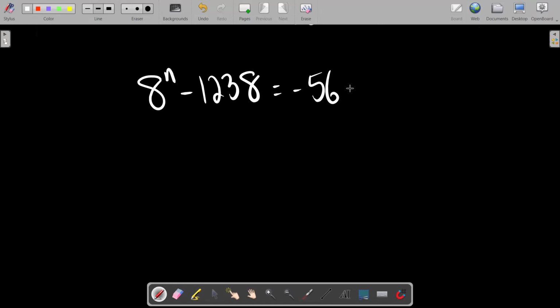We've been doing algebra for years, literally years, and we know that the minus 1238, like any other instance, is an annoying straggler, as I call them in Algebra 1, I think. Just get it out. So we're going to leave 8 to the n here. We're going to add 1,238 to both sides. So we're going to do negative 56 plus 1,238, and we're going to get 1,182.